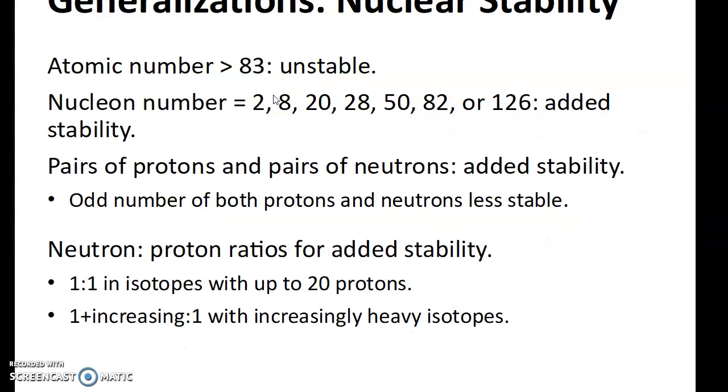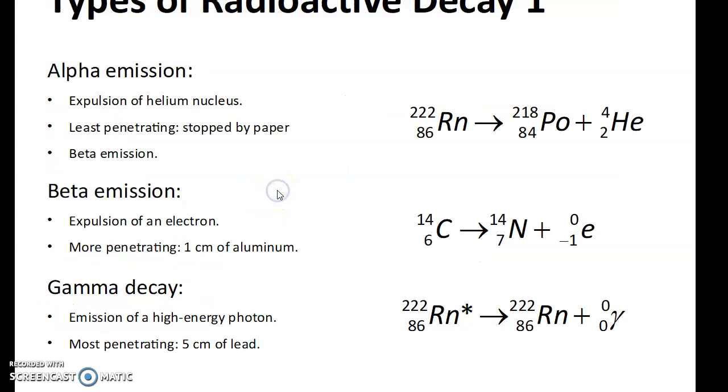You'll notice that those just happen to be the atomic numbers of your noble gases. The pairs of protons and pairs of neutrons add stability to them. Odd numbers of both protons and neutrons, less stability. So a neutron-proton ratio for added stability is 1 to 1 in isotopes up to 20 protons, and 1 plus increasing for increasingly heavy isotopes. So the more you have, beyond this point right here, you have to have more neutrons present for nuclear stability.